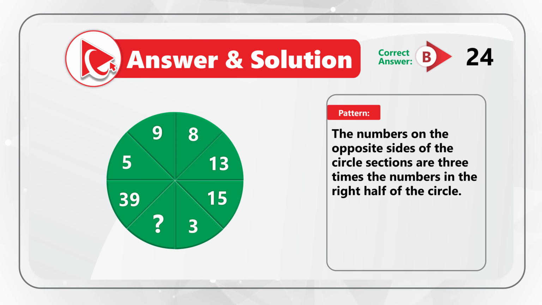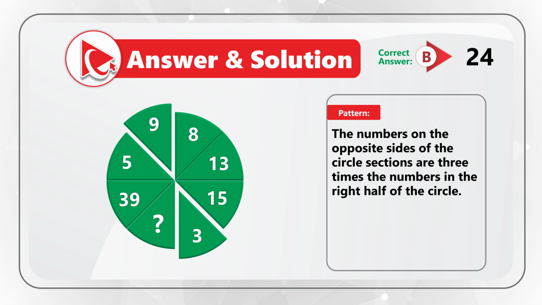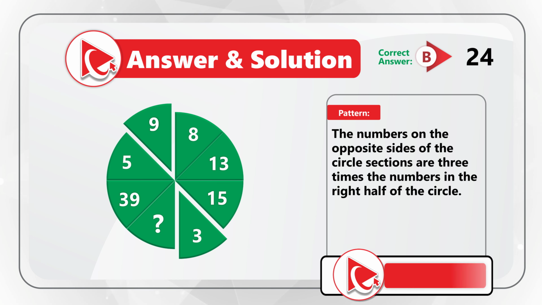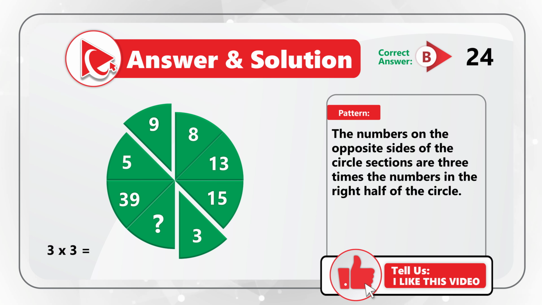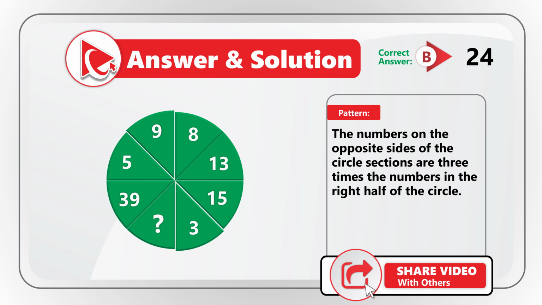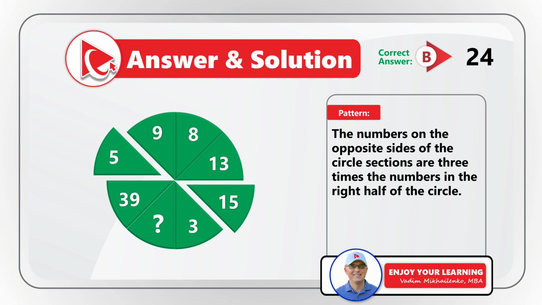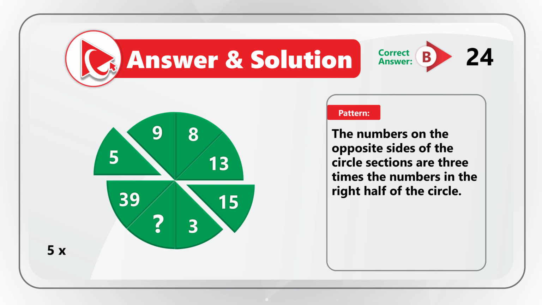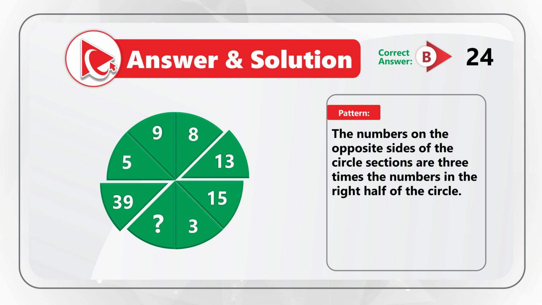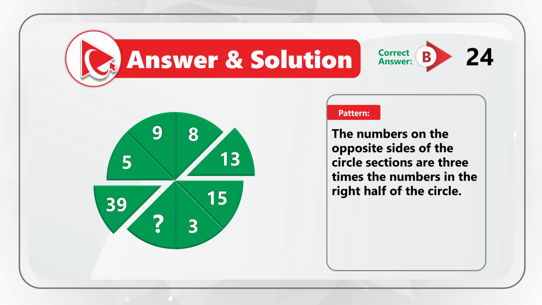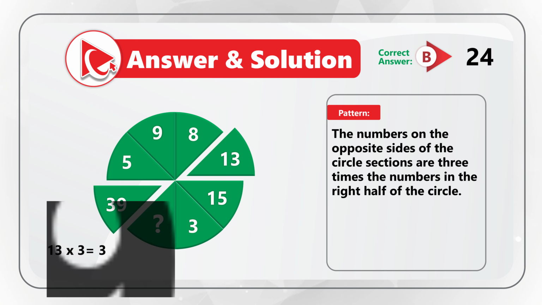Let's take a close look. For example, the numbers on the opposite sides of the 5 o'clock and 10 o'clock sections are 3 and 9. And 9 is 3 times larger than 3. The next set of numbers is 5 and 15, and 5 multiplied by 3 equals 15. The next set is 13 and 39, and obviously if you multiply 13 by 3, you will get 39.